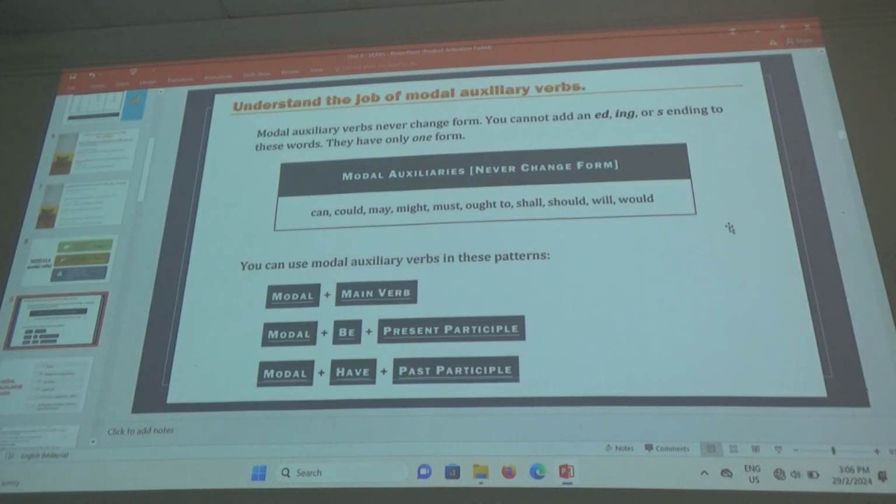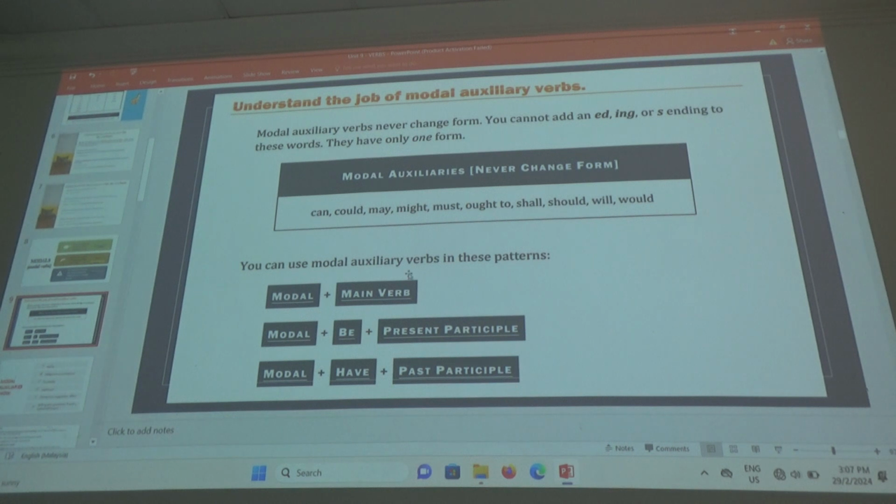Okay, let's look at the next one. The job of modal auxiliary verbs. Auxiliary means helping, alright? Modals are all auxiliary. Modal auxiliary verbs never change form. You cannot add an ed or ing or s ending to these words. They have only one form. That's why I said can, could, may, might, must, ought to, shall, should, will, would. Alright? They never change form.